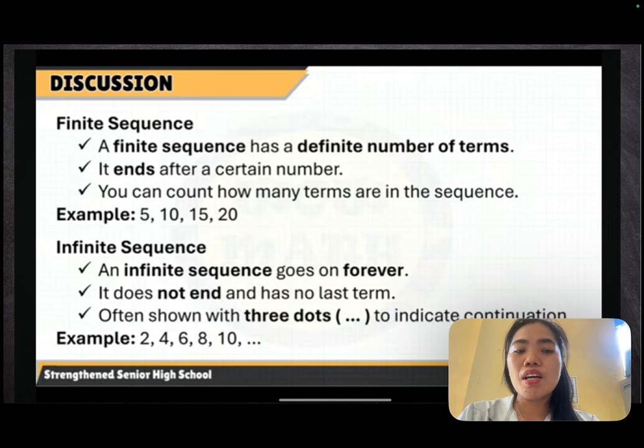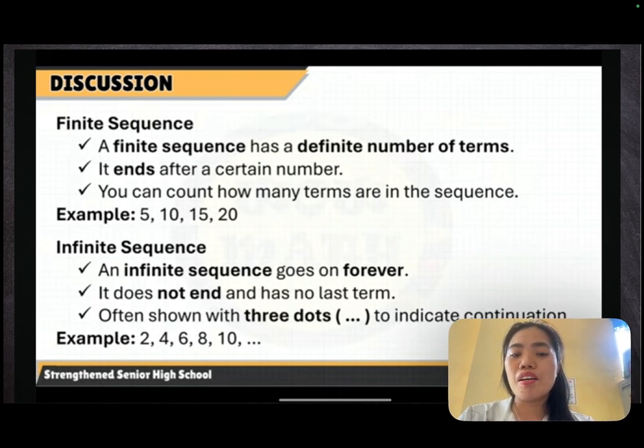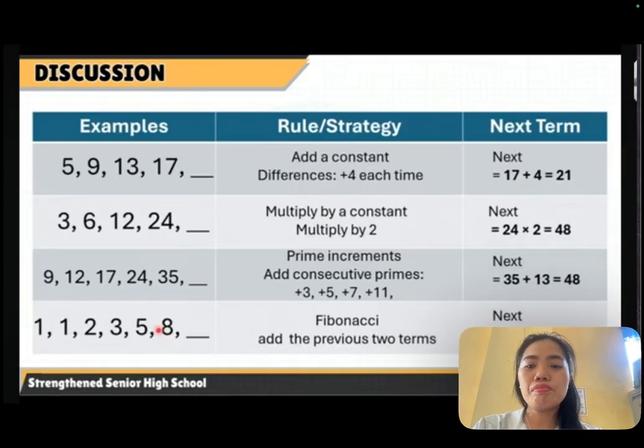When we say infinite sequence, an infinite sequence goes on forever. It does not end and has no last term. It is often shown with three dots to indicate continuation. Example: 2, 4, 6, 8, 10, and so on, meaning it will continue infinitely. Okay, let's have an example.